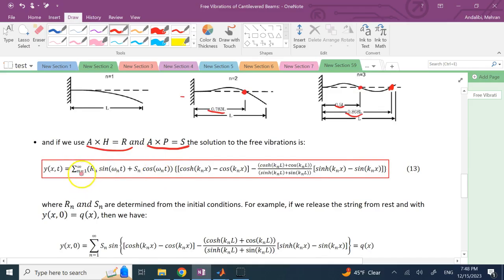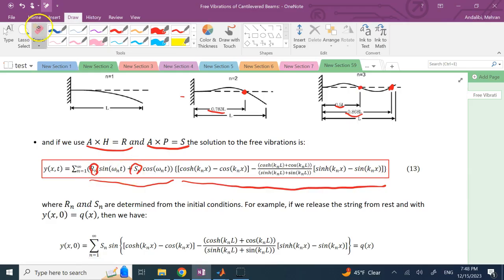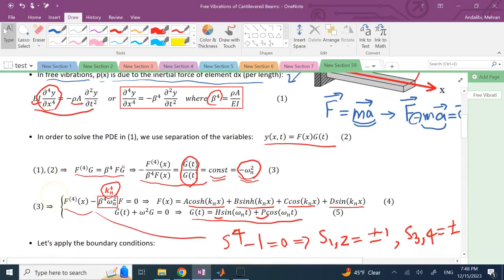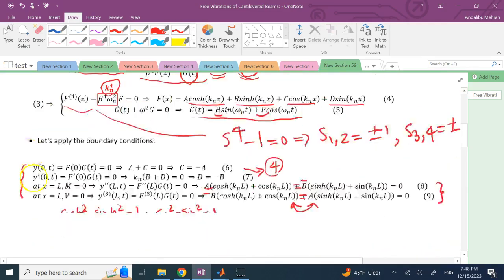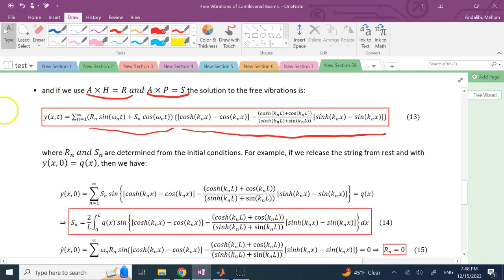So it's going to be a summation, n goes from 1 to infinity, because you have infinitely many mode shapes and infinitely many frequencies. Where this part here is the g function, and this part here is the f function, and it has 2 unknowns, r and s, to be found. And how would you find them? Well, this PDE is also second order in terms of time. So that needs also 2 time conditions, 2 initial conditions. So here we need 2 initial conditions.